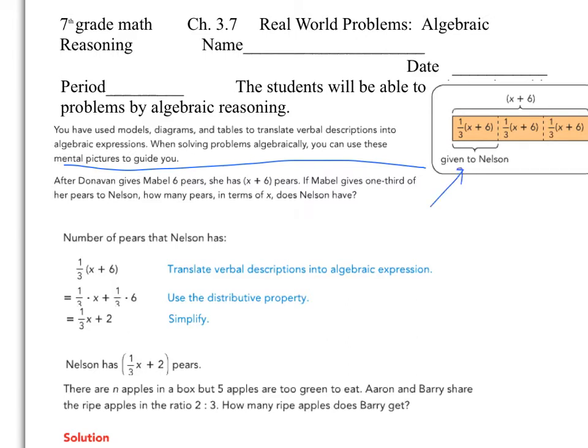We also have a picture of a bar diagram up here of the same thing. Okay, so now we have to distribute. 1/3 of x is 1/3 x, 1/3 of 6 is 2, so my answer is Nelson has 1/3 x plus 2, and make sure since it's a word problem you put a unit, it would be pairs. Okay, so let's go on to the next one.